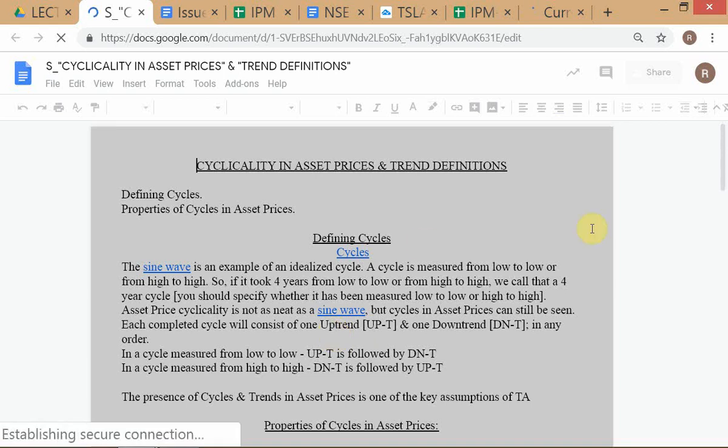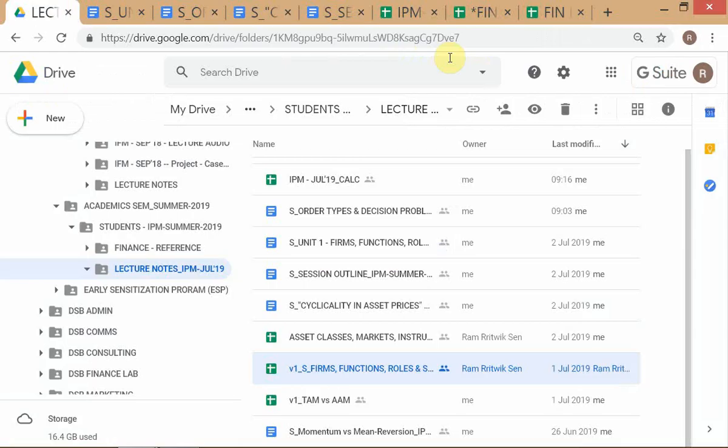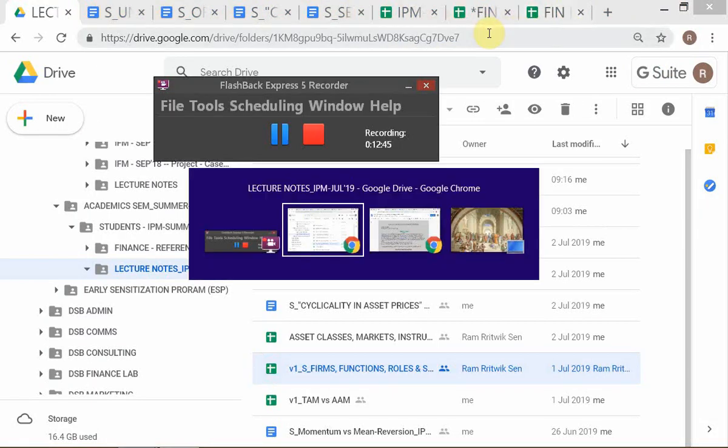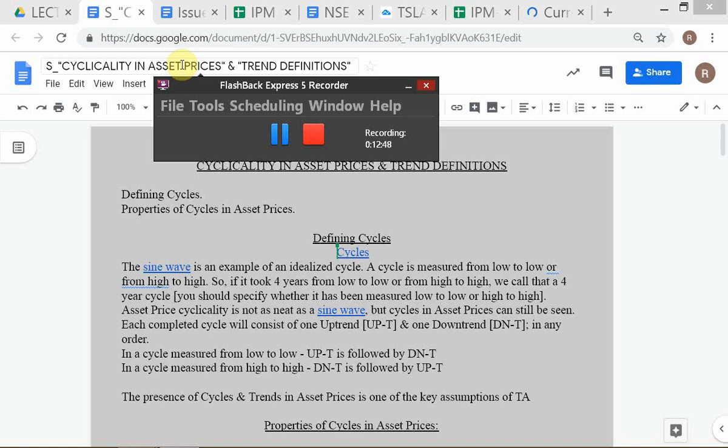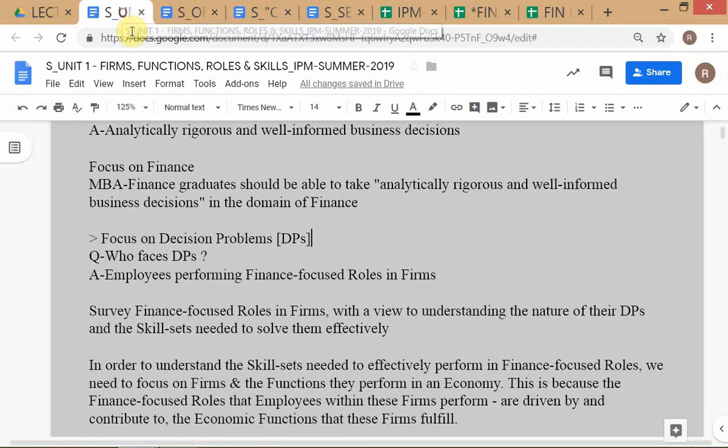So I'll just briefly give you an idea of what, so here when we discuss trends, uptrends and downtrends, now you know what an uptrend and a downtrend is. So the only other connection I would make is this, that if you look at this, we can close now.